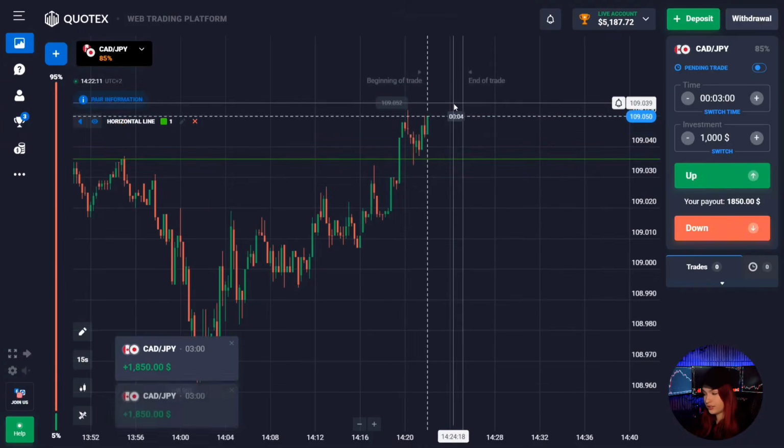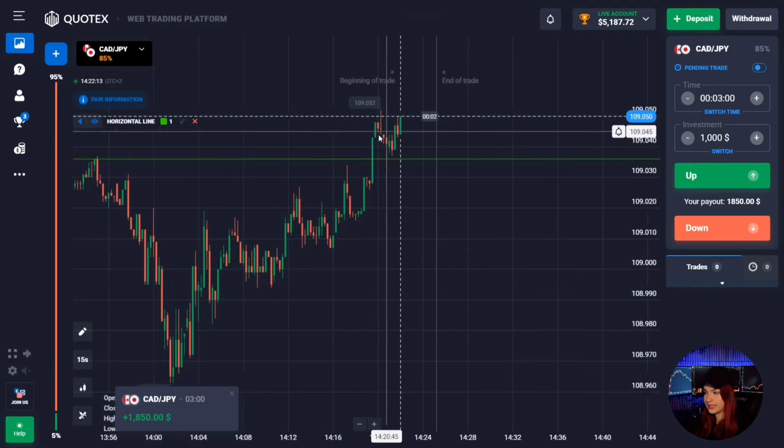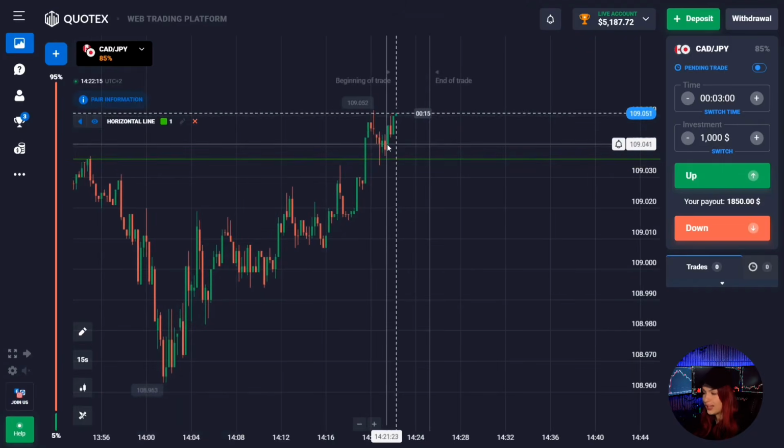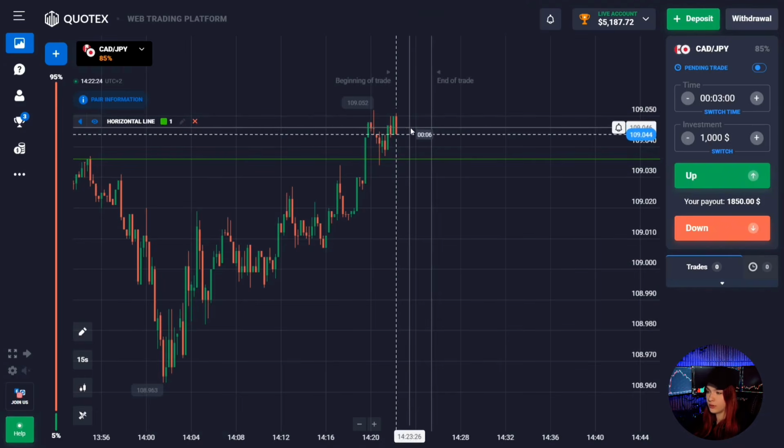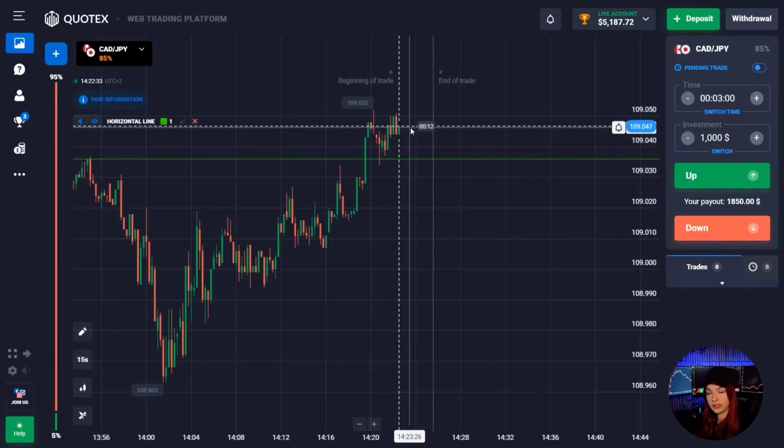Guys, that's very good because the price really continued to move upwards. Also, this level was broken through and here we got profit. 3 minutes were just enough for us. Well, meanwhile, I already have more than $5,000 on my deposit. I propose to open one more, the last one for today, and if it will be profitable, I will finish our trading. So guys, let's continue.